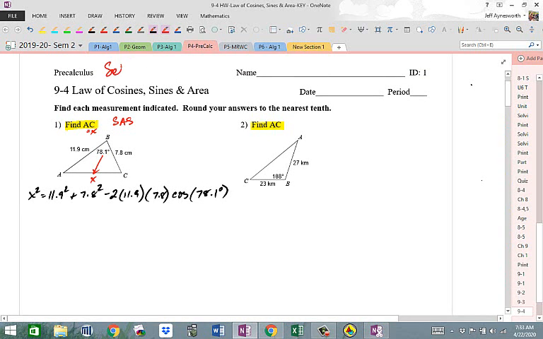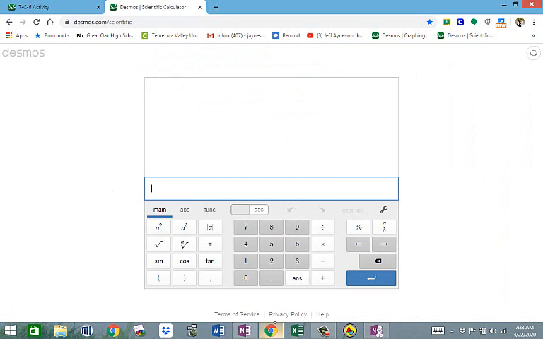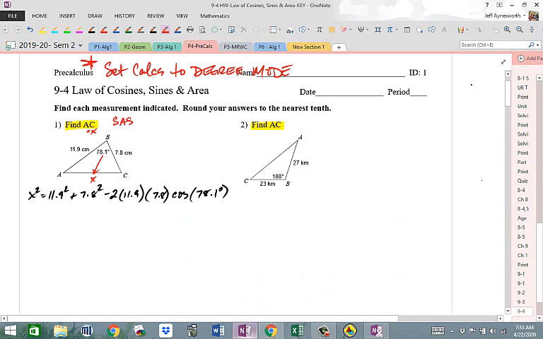So a little note here: set calculators to degree mode. Even on the Desmos calculator, you have to do that. Let me go to Desmos real quick. You can switch it between degrees and radians. Right now it's in radian mode, and you switch it to degree mode. On the TI-84, do the same thing, but you have to hit the mode button. Now what we want to do is evaluate this entire thing on the calculator, and then whatever we get, we're going to square root it because this is x squared.